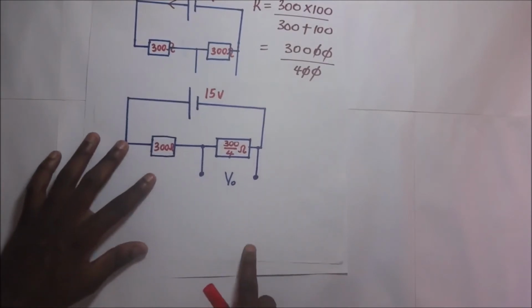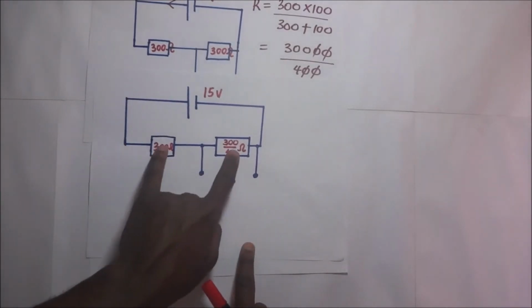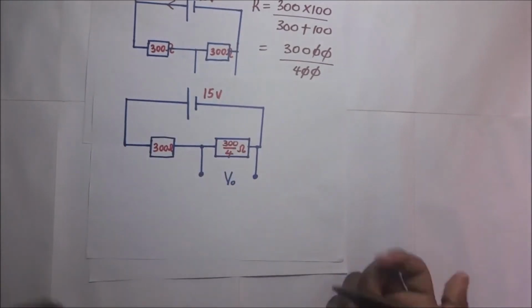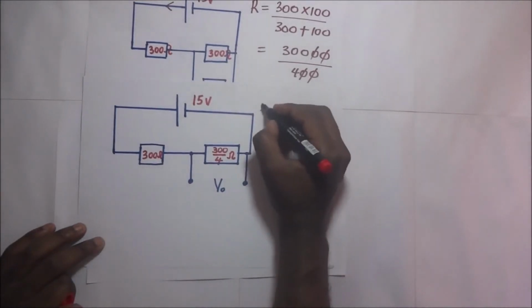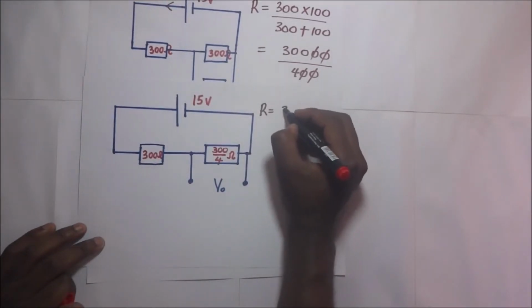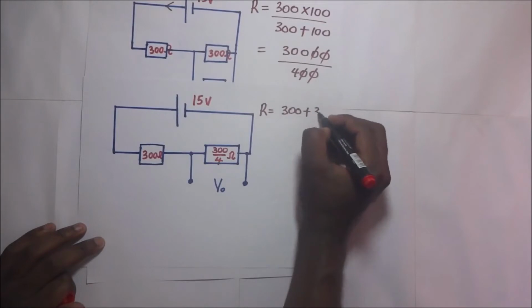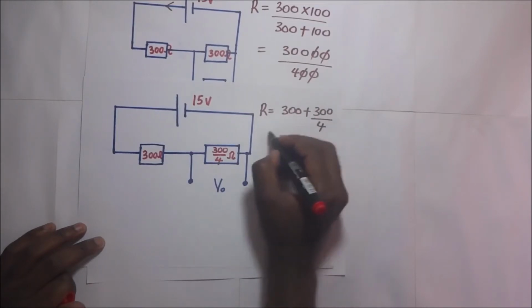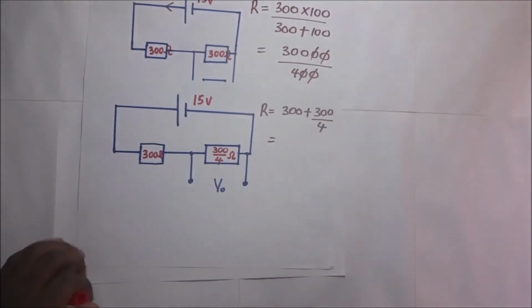So we go ahead and find the effective resistance further by adding those two resistors. It means the effective resistance R is going to be equal to 300 plus 300 over 4. And definitely there we will end up with 375 ohms.